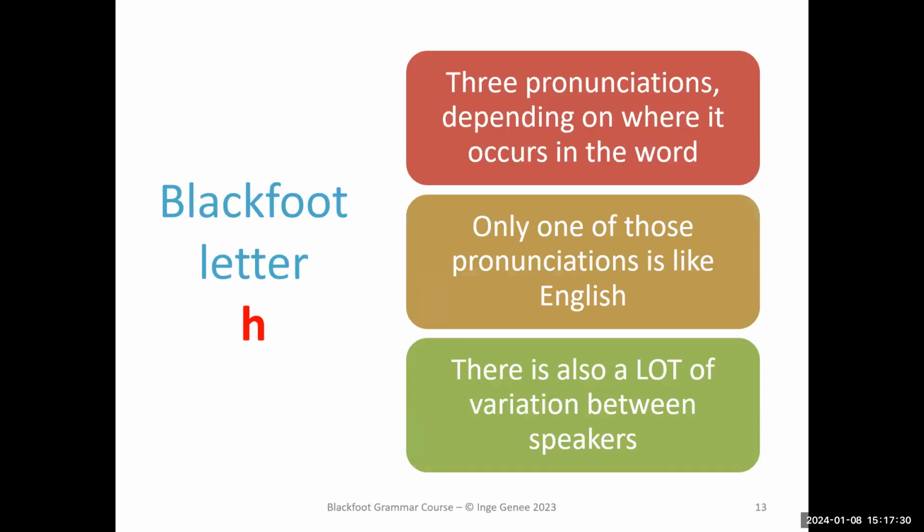Now we get to the two consonant letters that are more complicated because their pronunciation may vary and because they don't match a sound or letter in English. The first one is the letter H. It has three pronunciations depending on where it occurs in the word. And only one of those pronunciations is like English. The other ones are not, and when you're learning Blackfoot, you will have to work a bit on how to pronounce those. To make things even more complicated, there's also quite a bit of variation between speakers and dialects.